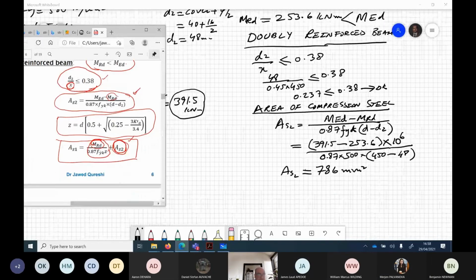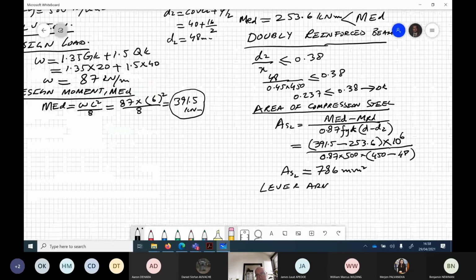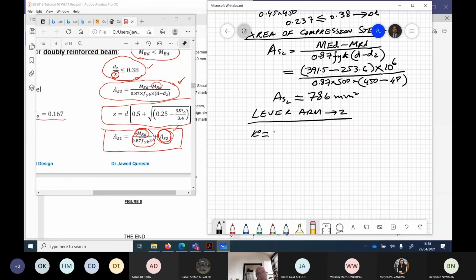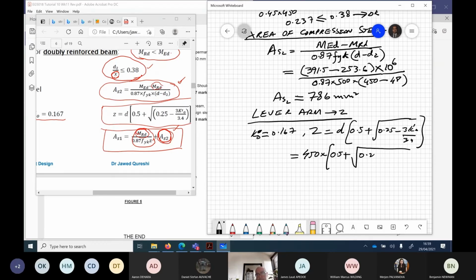Then after that, I have to find out Z, the lever arm. K dash is equal to K naught dash, which is 0.167, where Z is equal to D into bracket 0.5 plus under root 0.25 minus 3 K naught dash divided by 3.4. So Z is 450 into bracket 0.5 plus root of 0.25 minus 3 into 0.167 divided by 3.4. I'm getting 369.